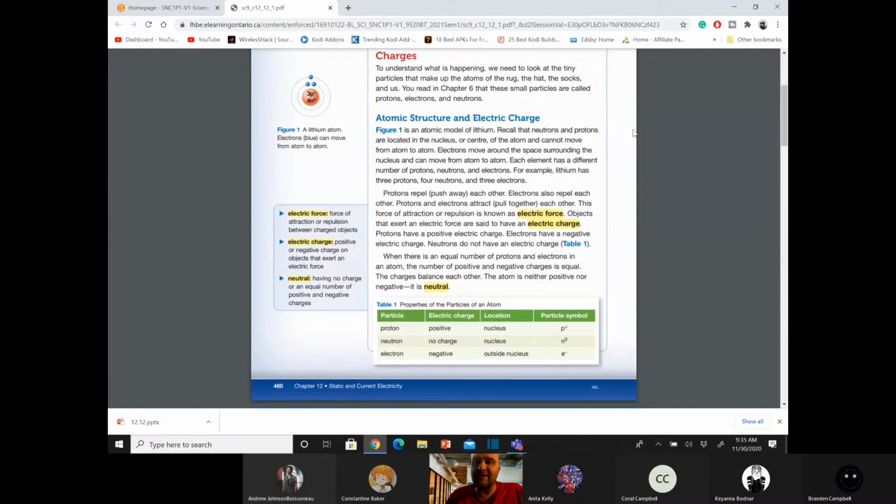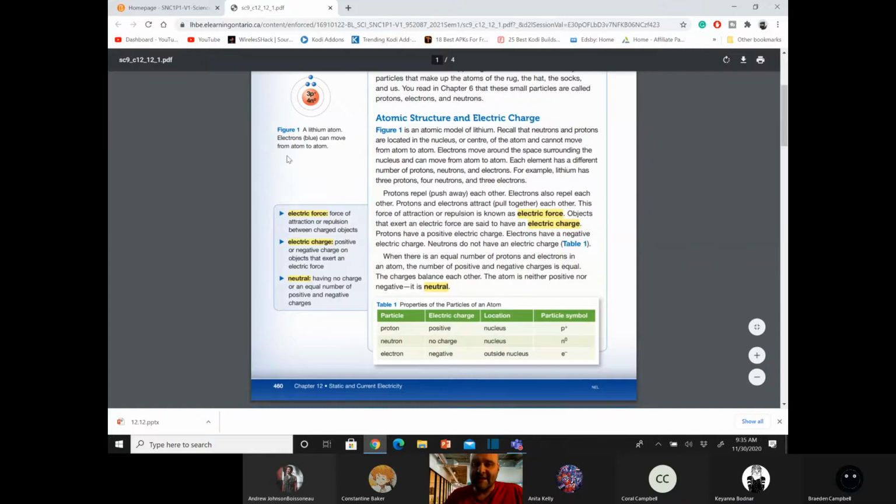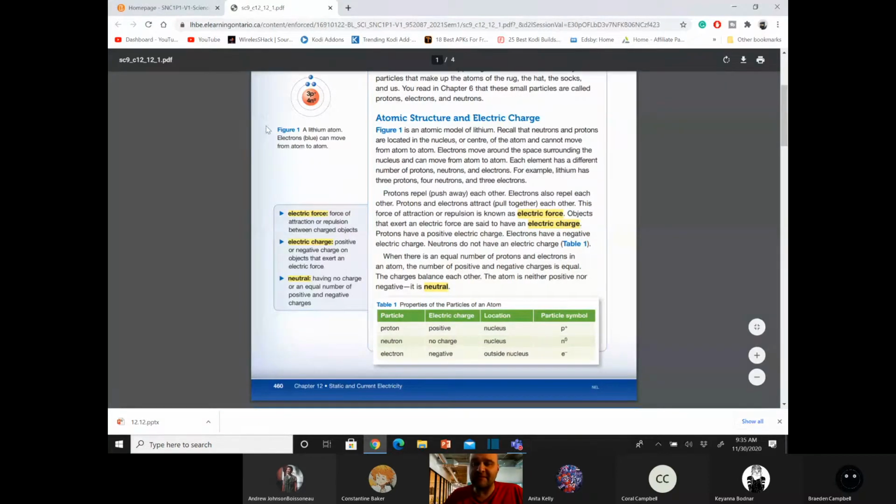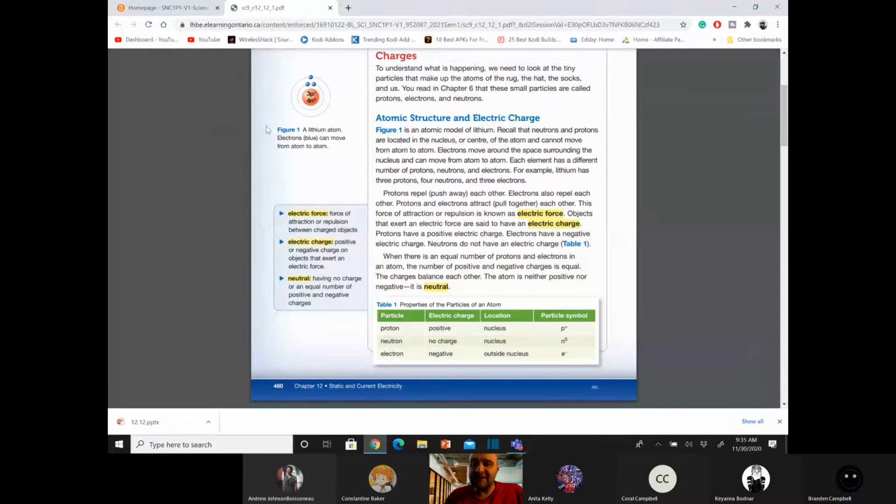Figure 1 is an atomic model of lithium. Recall that neutrons and protons are located in the nucleus, or the center, the red part. And electrons move around the space surrounding the nucleus and can move from atom to atom. That's all that bonding stuff we did. Each element has a different number of protons, neutrons, and electrons. For example, lithium has 3 protons, 4 neutrons, and 3 electrons.